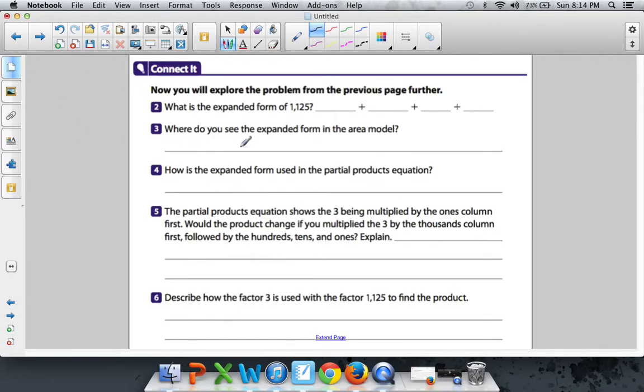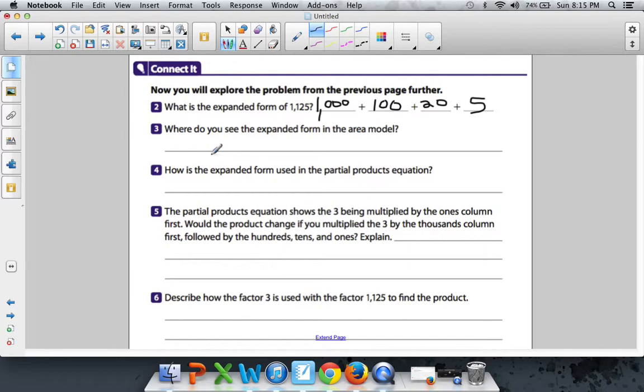What is the expanded form of 1,125? Remember expanded form? They're trying to show you that expanded form can help you with multiplication. All you have to do is know how to split up a number. Split it up, split it up. And you will be asked to split up a number in multiplication. So get used to taking a number and breaking it into its pieces.